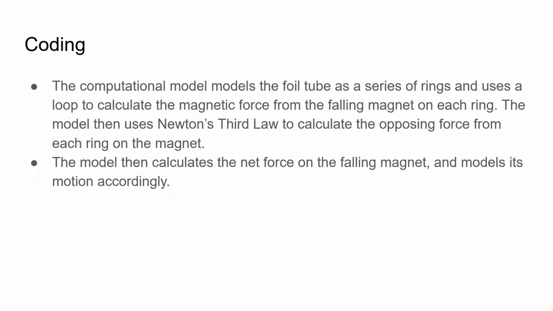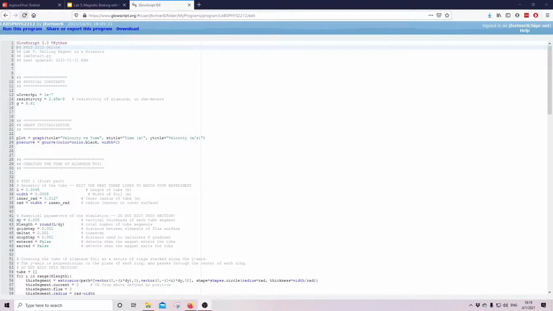So the computational model works by modeling the foil tube as a series of rings, and then uses a loop to calculate the magnetic force from the falling magnet on each of the rings. And then using the principle of Newton's third law, that also is a calculation for the opposing force from each ring on the magnet. And then the model calculates the net force on the falling magnet, which is the magnetic force on the magnet from the tube, plus the gravitational force on the magnet, and then it models the motion of the magnet accordingly. So this is the code for the lab, so we'll go ahead and run the model.